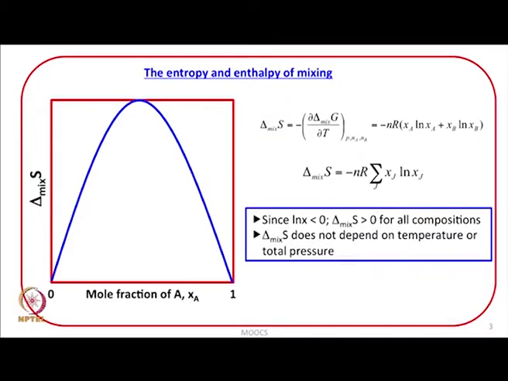Now, also let us take a look at the comments, because log x is a negative quantity, delta S mixing for all compositions will be positive. And here again, if you see, there is no temperature term, there is no pressure term. Therefore, the entropy of mixing does not depend on temperature, does not depend on the total pressure. Since it is a change, it is not depending upon the initial temperature. When you increase the temperature or decrease the temperature, the amount of increase or decrease in disorder is going to be the same, and it is also not depending upon the total pressure.